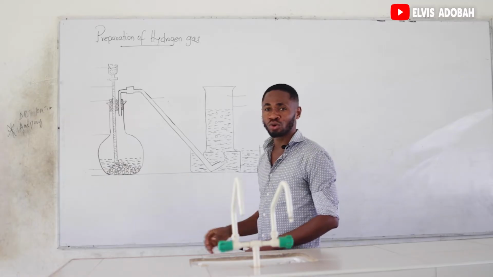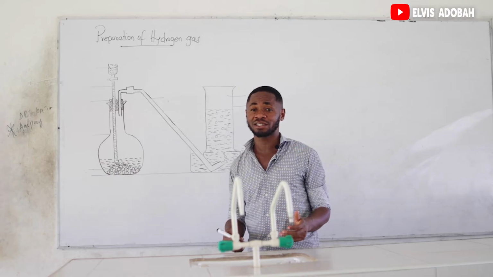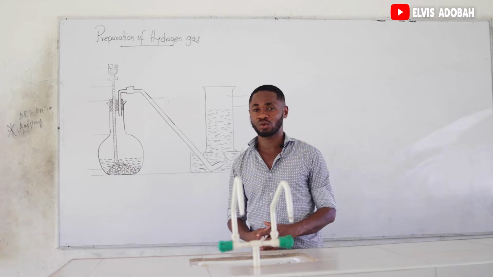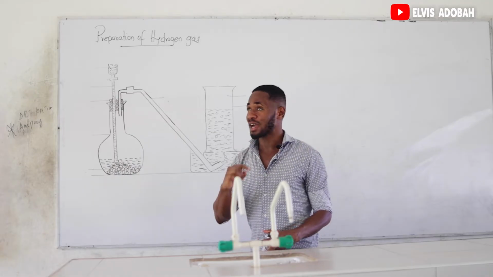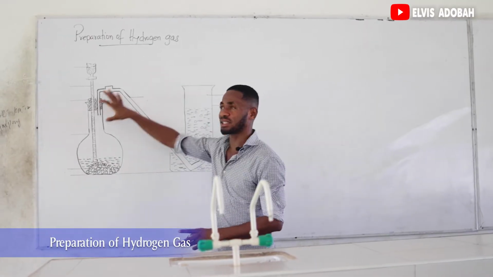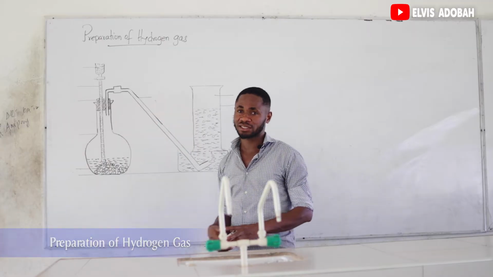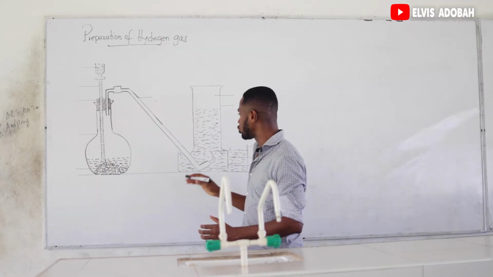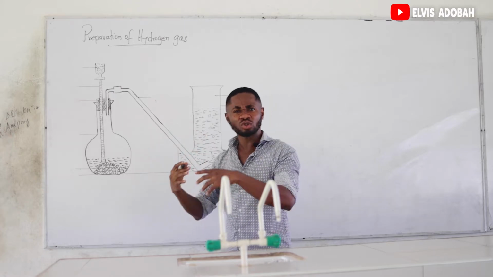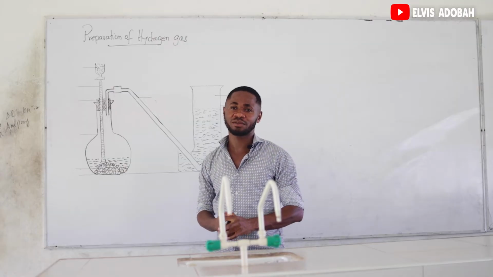In this video, we want to consider the preparation of one of the most important gases as far as WASSCE Integrated Science Practical is concerned. That gas is hydrogen gas. This is the setup for the preparation of hydrogen gas. We want to learn how to label the parts of the setup, then also talk about the things needed for this reaction to go on successfully.